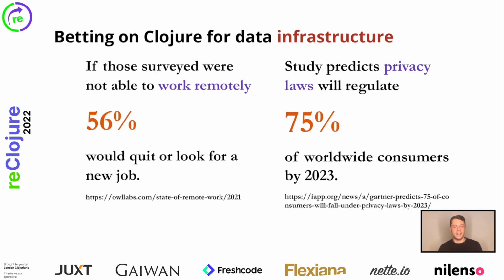The second trend is the rise of privacy legislation, both at the state level in the United States and worldwide. In 2021, 29 states introduced privacy bills, 23 states held committee hearings, 7 states passed bills in one chamber, and 2 states passed new laws. So there's a tidal wave of new legislation that's passing through state legislatures as we speak. The situation is similar at the international level. A recent study predicted that privacy laws will regulate the vast majority of worldwide consumers by 2023.